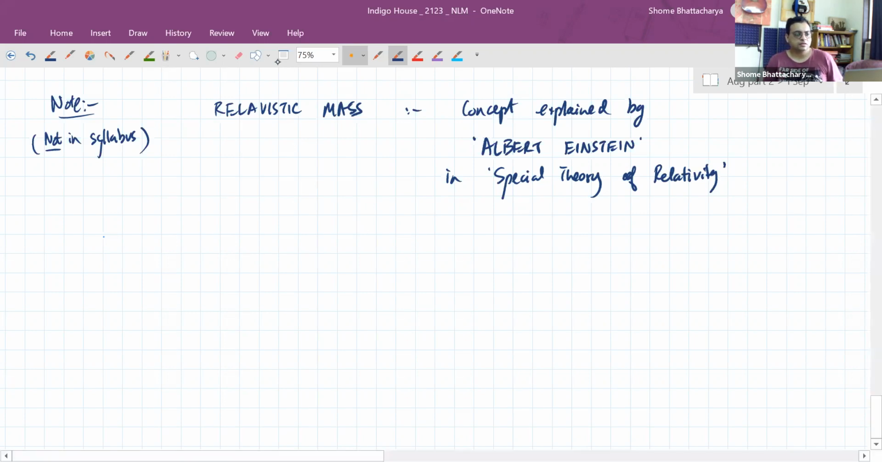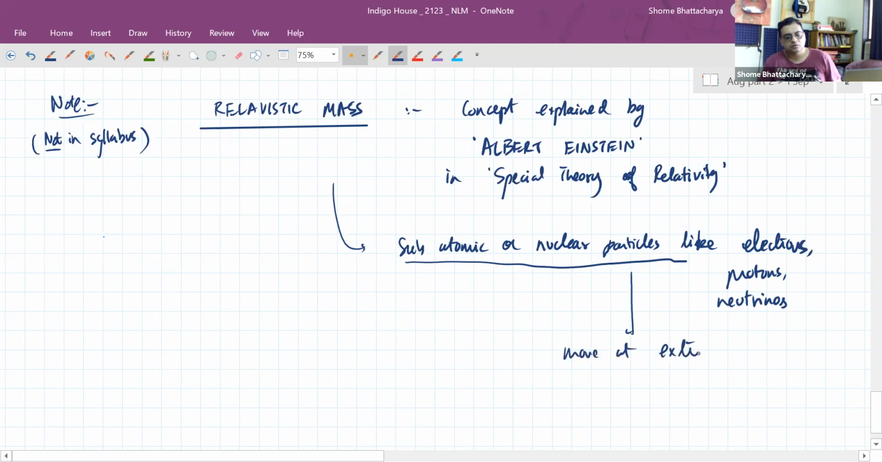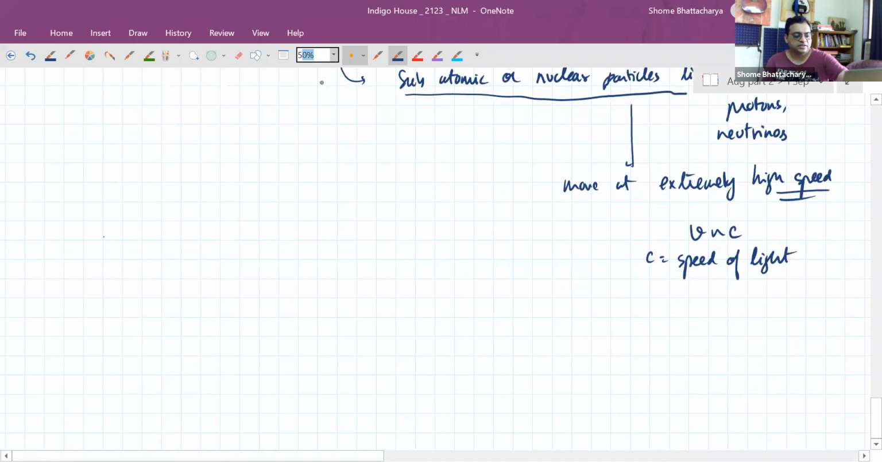So, as it turns out, when we have subatomic particles or extremely tiny particles, or even subnuclear particles, for example, electrons, protons, neutrinos, etc. So when subatomic particles move at extremely high speed, such that its order of magnitude is the same as the order of magnitude of c, where c is the speed of light, which I'm sure most of you know is an extremely large speed.